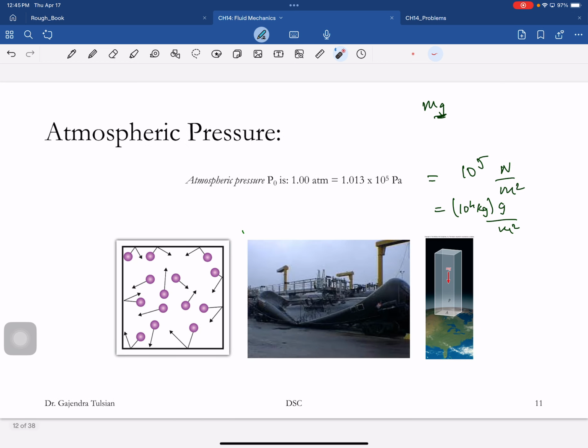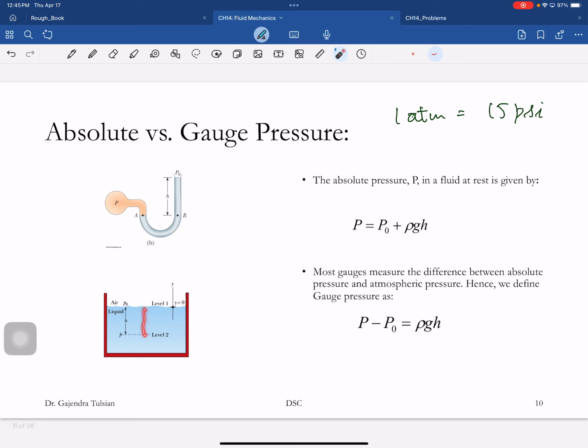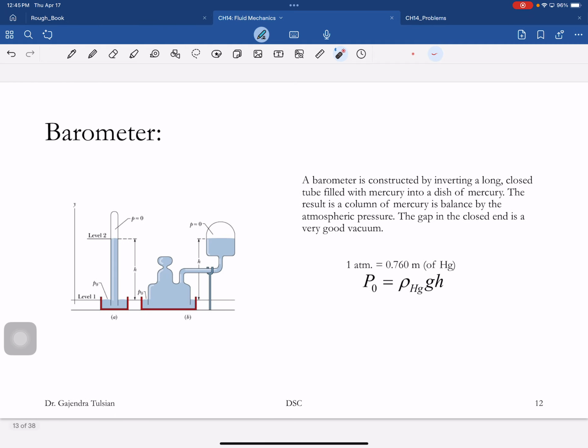So 1 atmosphere, that's one way of thinking about it. Similarly, we said if you go 10 meters deep, that column of water will also weigh 10 to the power 4 kg.